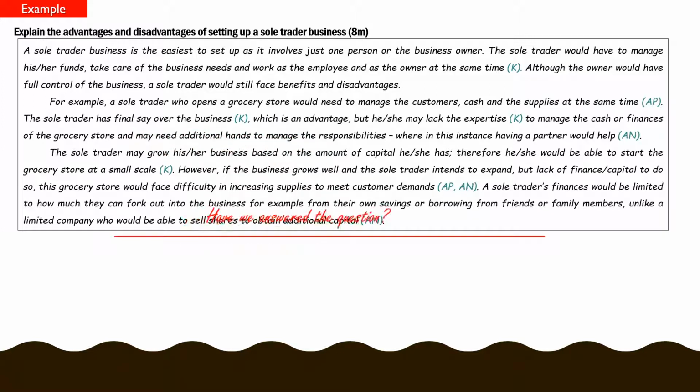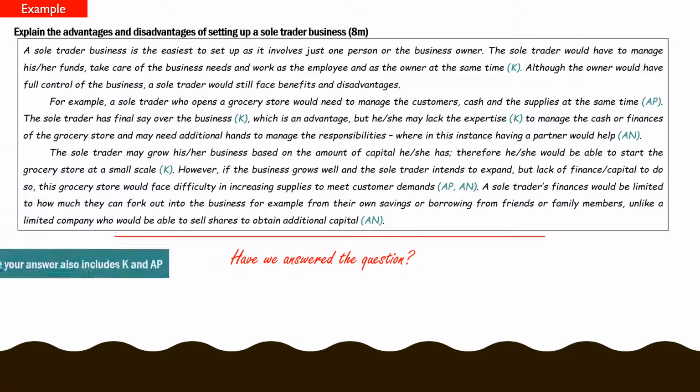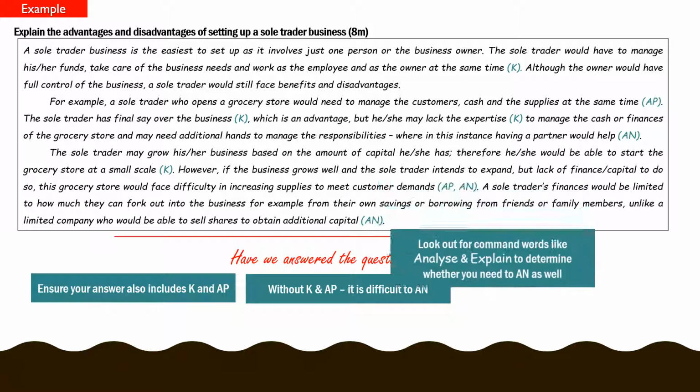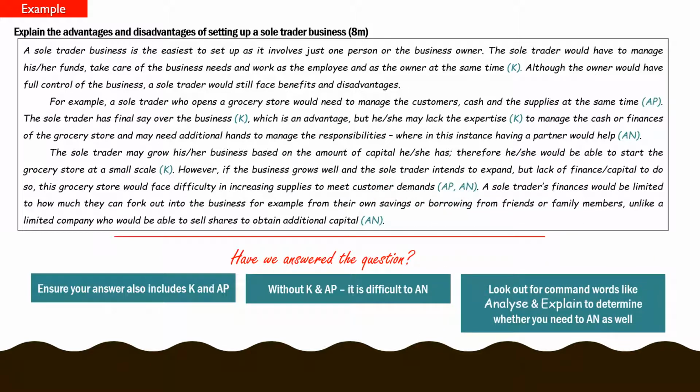So, have we answered the question? Do we have knowledge and application? Because without it, it would be difficult to analyze your answer. And we need to look out for the command words of analyze and explain here. If there is any one of them, then you would need to really analyze the question. And what is the take home from this? Do not just analyze the question, still provide knowledge and application in your answer.